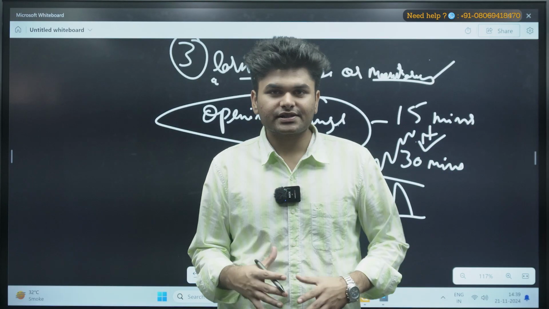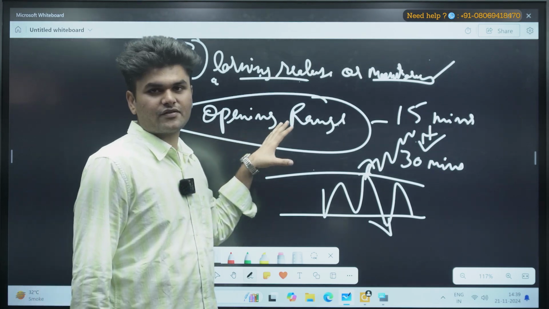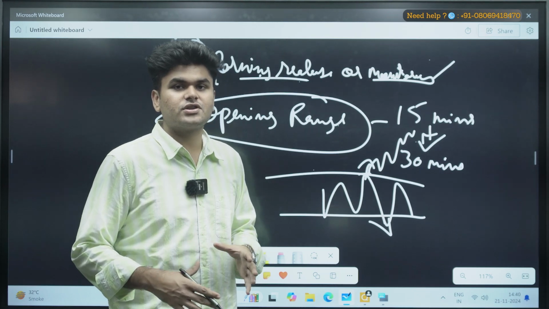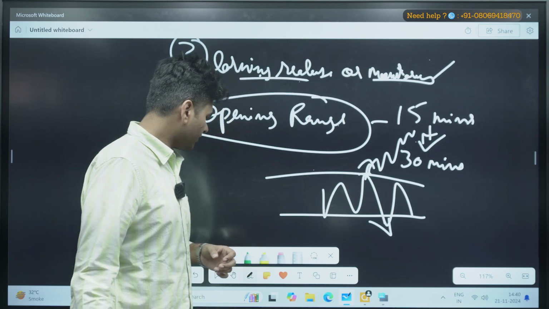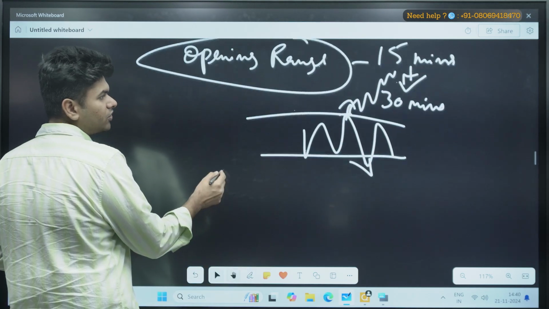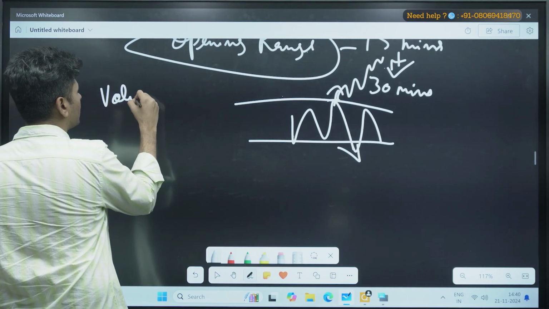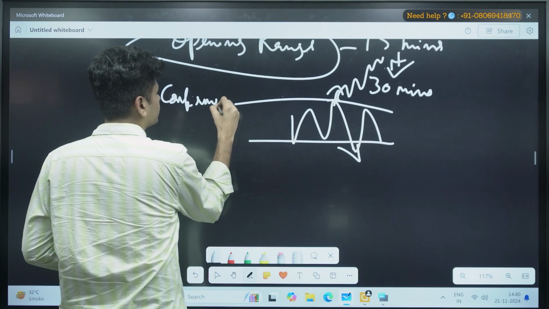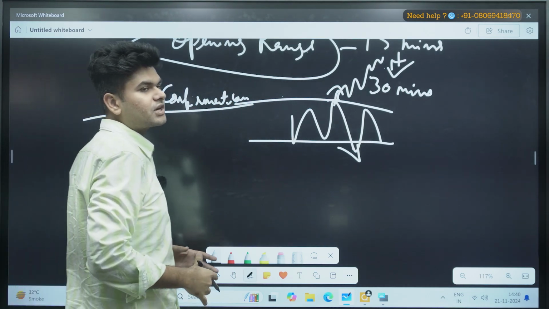So now guys, we have covered two points. Firstly we have covered the pre-market analysis, and now we have done the opening range. So now the next step comes with the volume confirmation. Okay, so what is volume confirmation? Why do we need volume confirmation?